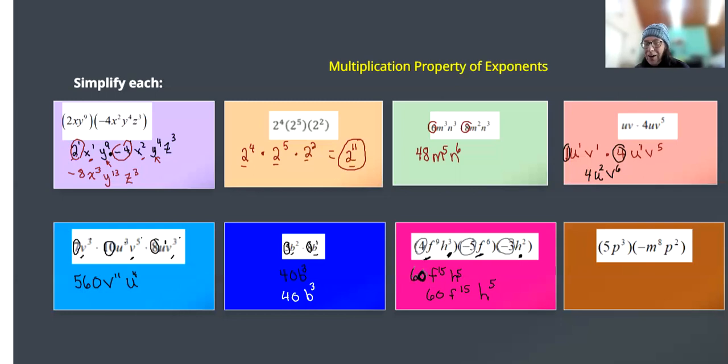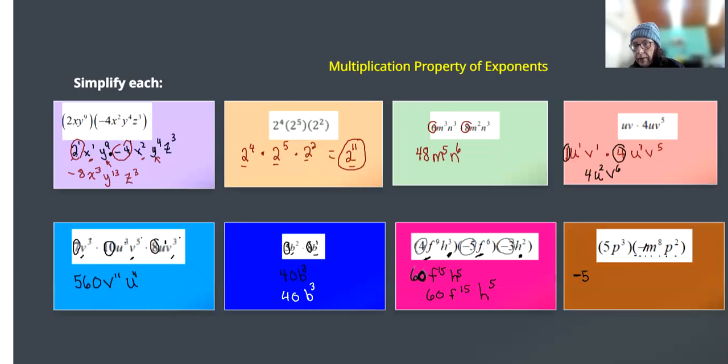Yay. All right. So the next one, the coefficients are 5 and what? What's the coefficient for this term right here? It's -1. You got 1 negative, so it's going to be negative in my answer. 5 times -1 is -5.